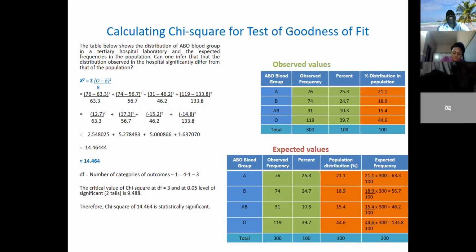What is the theoretical? Maybe they have done a study before. They have done a community study, a survey, and they have found that in that population, this is the percentage of the different categories of blood group: 21.1% A, 18.9% B, 15.4% AB, and 44.6% O. That's what they give you, but they will not give you the number.